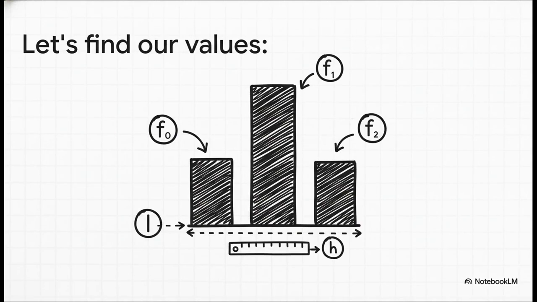Perfect. Now that we have our modal class, we can pull out all the values we need for our formula. The lower limit, L, is 3. The class size, H, is just 5 minus 3, which gives us 2. The frequency of the modal class, F1, is 8. The frequency of the class just before it, F0, is 7. And the frequency of the class right after, F2, is 2.